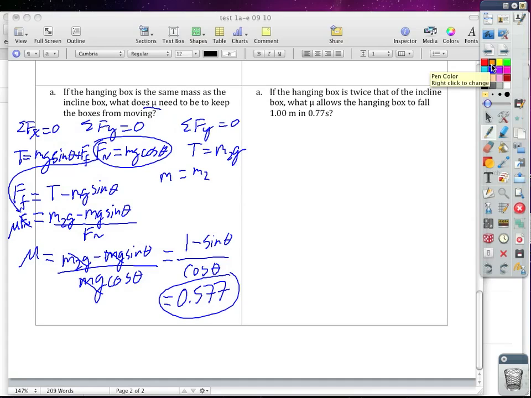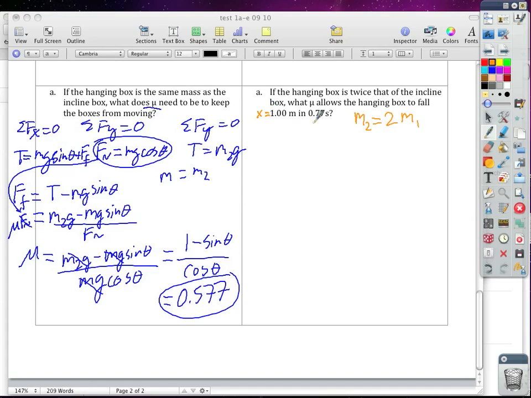I'm going to do this in a different color so we keep it separate. If the hanging box is twice the mass of the incline box, that means M2 is 2 times M1. Does that make sense to everyone? Okay. What mu allows the box to fall at 1 meter?